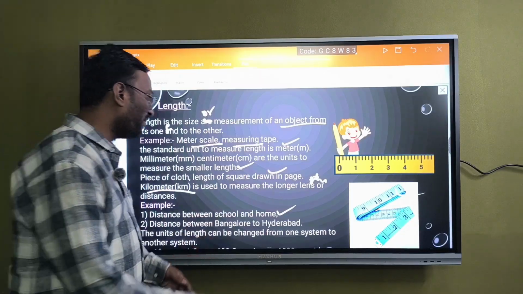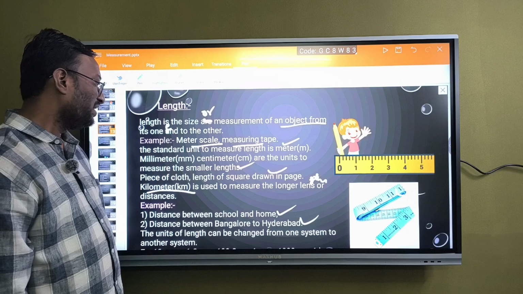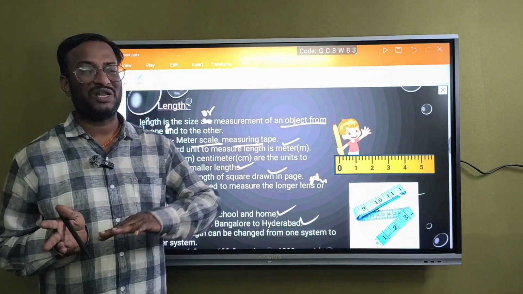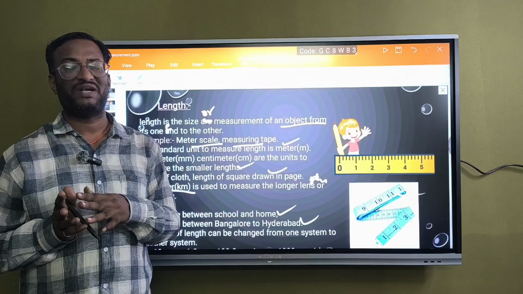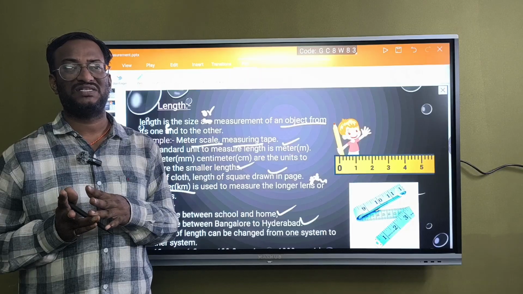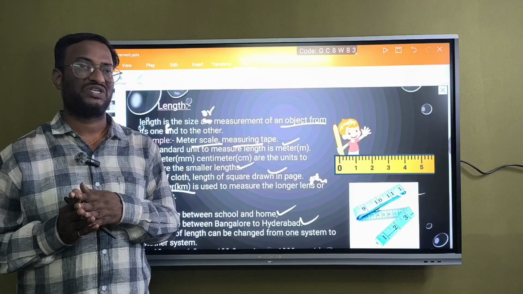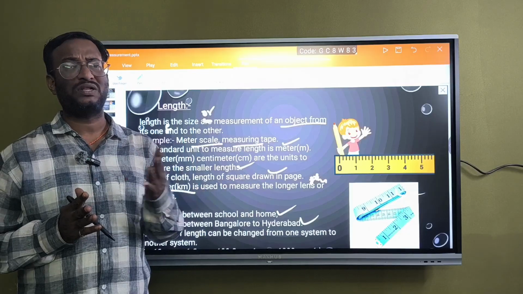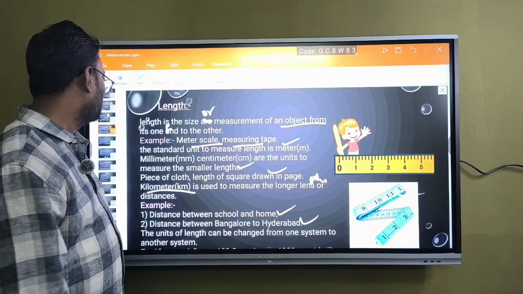Next, distance between Bangalore to Hyderabad, for example. The units of length can be changed from one system to another system. There will be different kinds of systems: CGS system, MKS system, FPS system, likewise we are having different kinds of systems. From one system to another system we can change the units. We will learn that in the further classes, right?